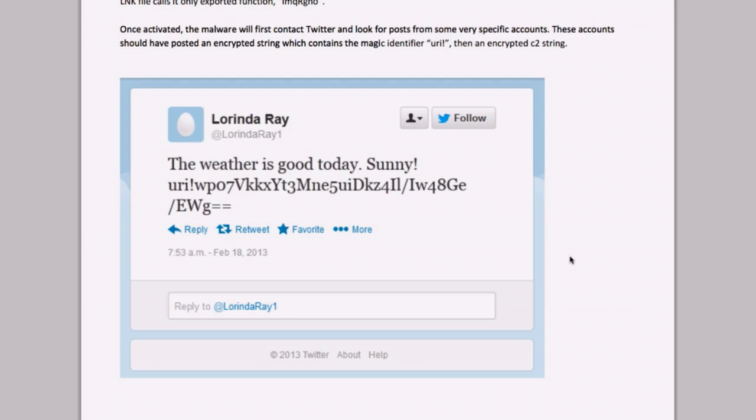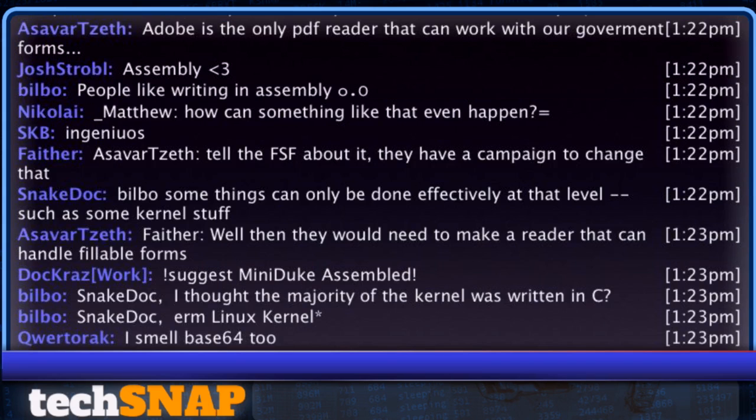Right, because Twitter's got to have some sort of prevention system. You can tell, because of those two equal signs at the end, there's a 99% chance that it's base 64 encoded. So it's probably a binary string that's encrypted or something. Yep. The chat room says, I smell base 64.